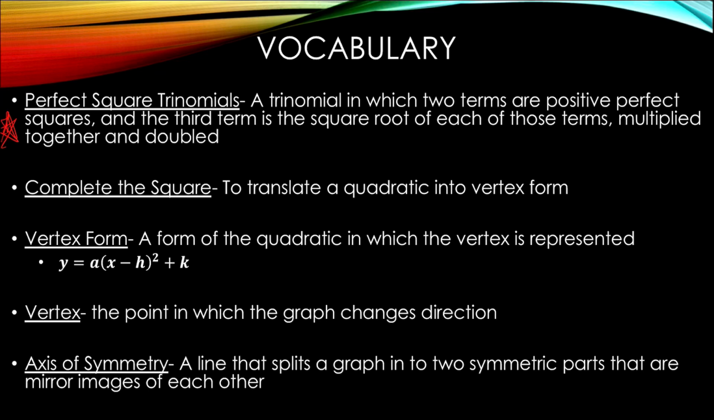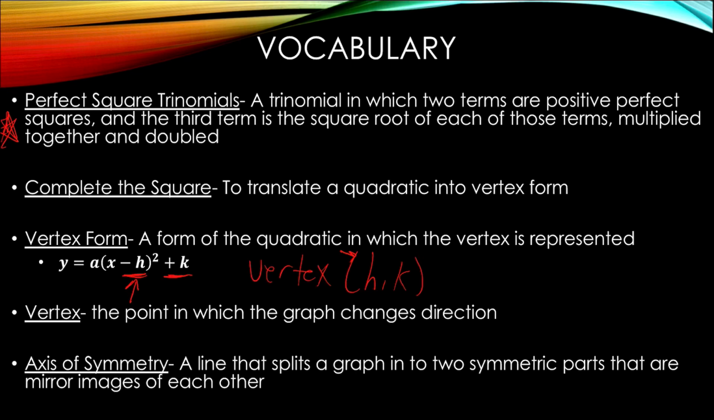Vertex form is just a form of a quadratic where we can easily see the vertex. (h, k) is my vertex, so we get h comma k. Notice here my h is a negative, and then in the vertex it's positive, so know that that's going to be different. We're going to have opposites there. The vertex is the point at which the graph changes direction. We like the vertex. It tells us a lot of stuff.